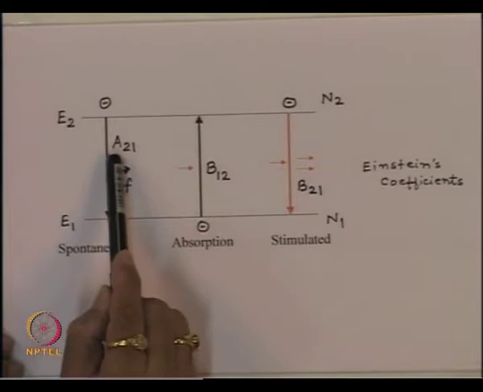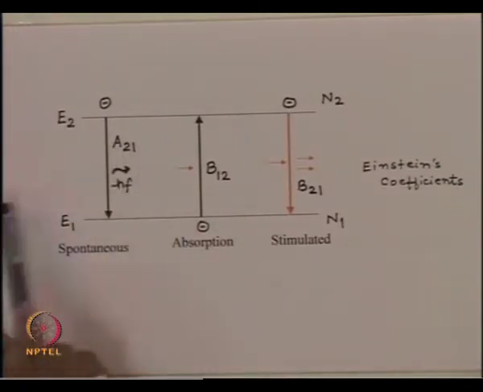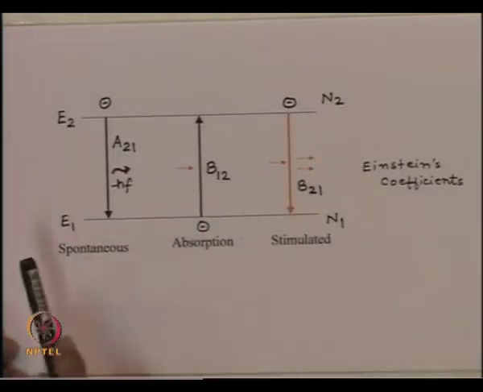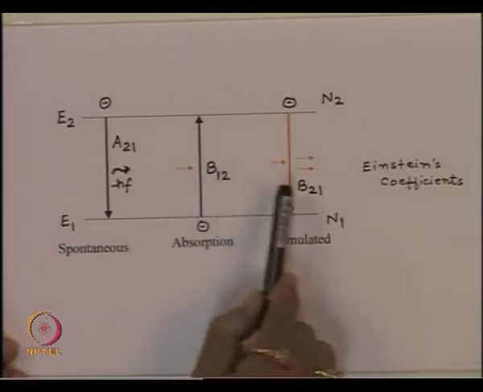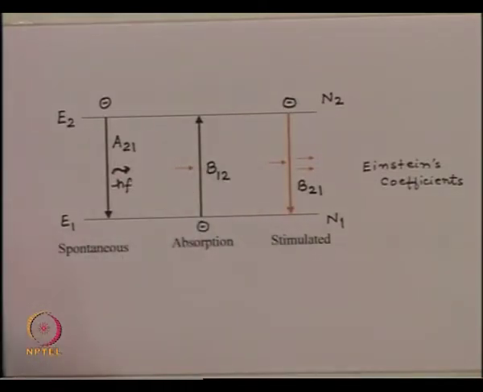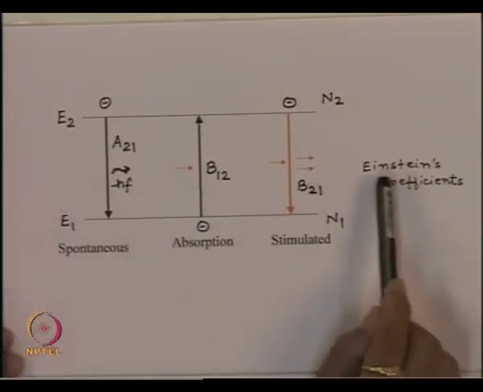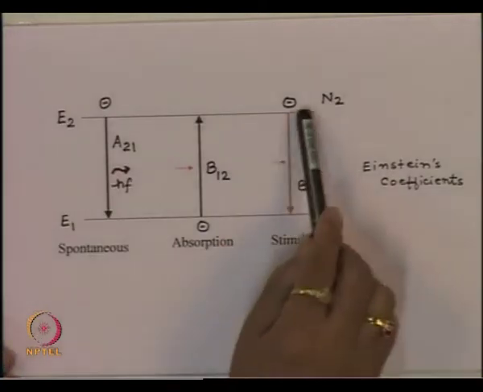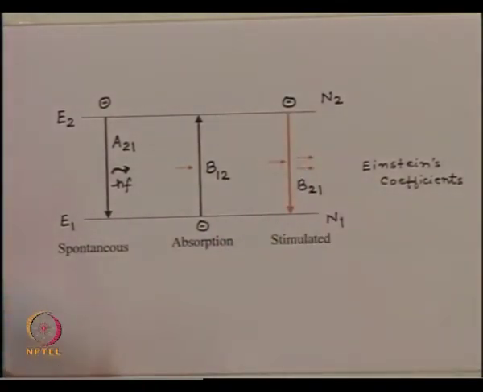So, we saw that this constant A is the transition probability without the presence of a photon, and the parameter B essentially gives you transition probabilities which are related to the presence of a photon. These quantities A and B are called the Einstein's coefficients. In fact, this process, which is the stimulated process, was the one which was postulated by Einstein.